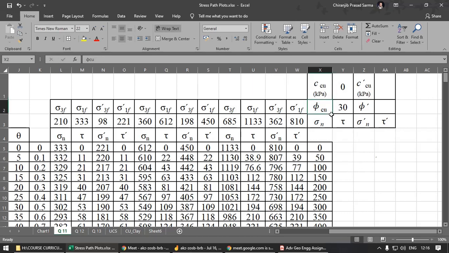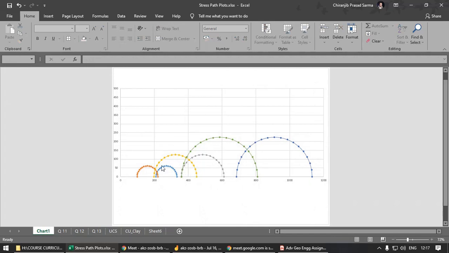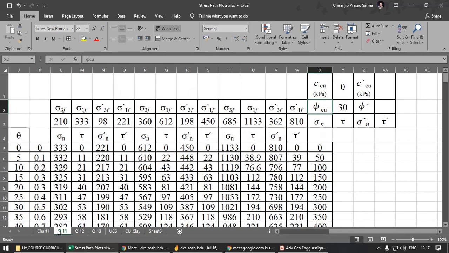So this is CCU, that is, we are going to find out the total strength parameters. Neglecting the pore water pressure, we are going to plot the failure line tangent to the total stress Mohr circle, and then we are also going to find out the effective stress parameters.